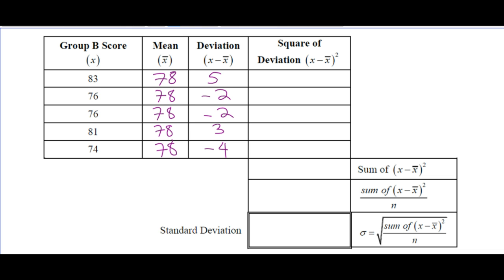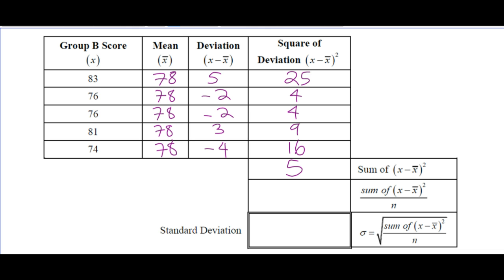Now, to get rid of the negatives, right? Because we're really interested in how much does it deviate from the mean? And we don't want to add these guys up because we got positives and negatives, so we square all of these guys. 25, 4, 4, 9, and 16. Then we add up all of those. Okay, so we add up 25 plus 4 plus 4 plus 9 plus 16.